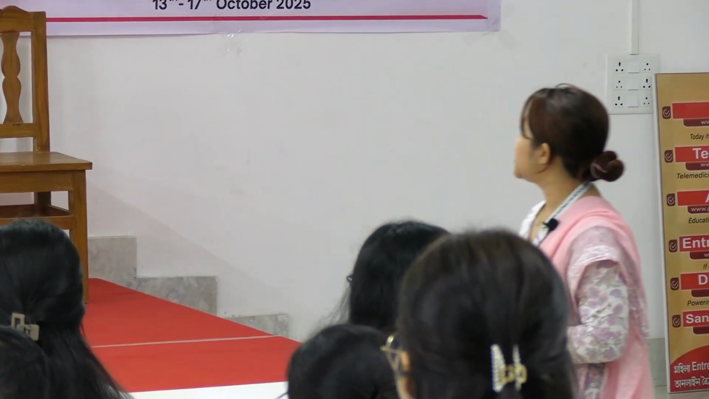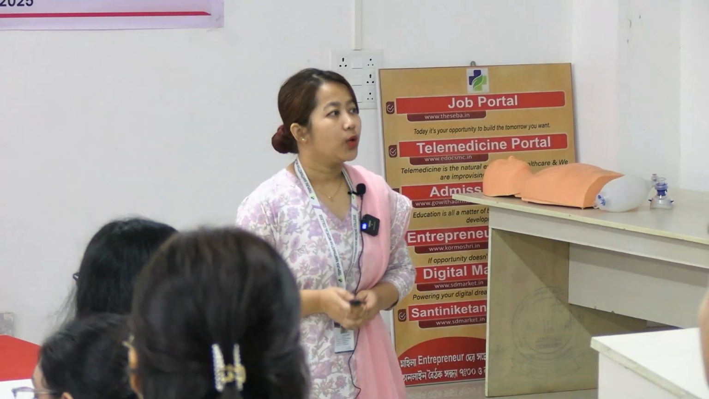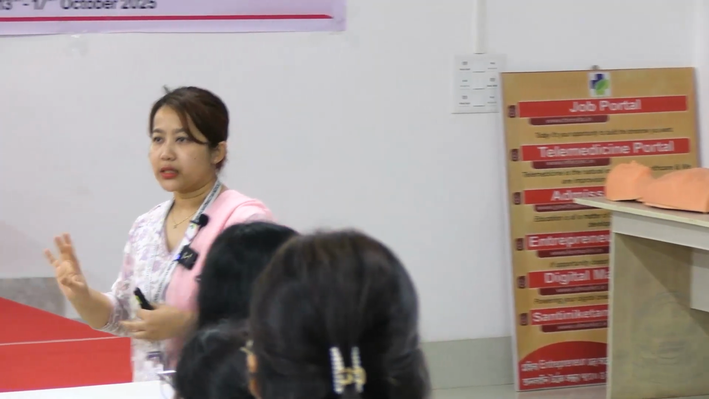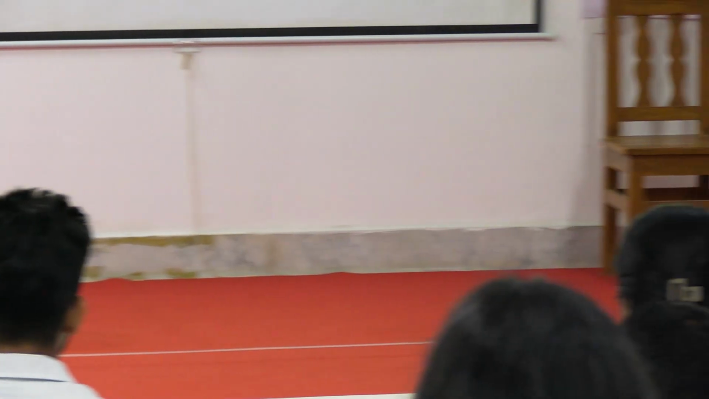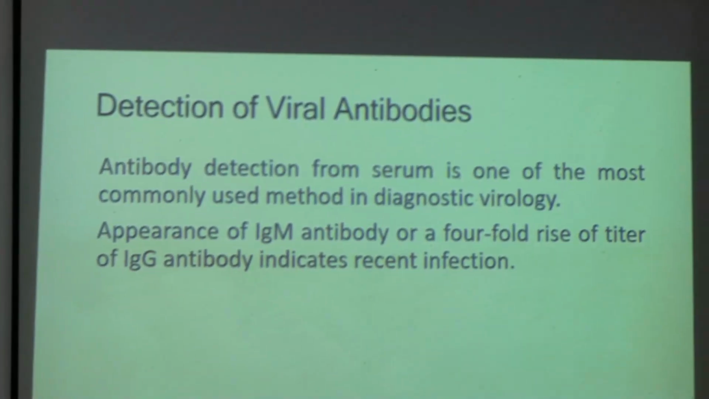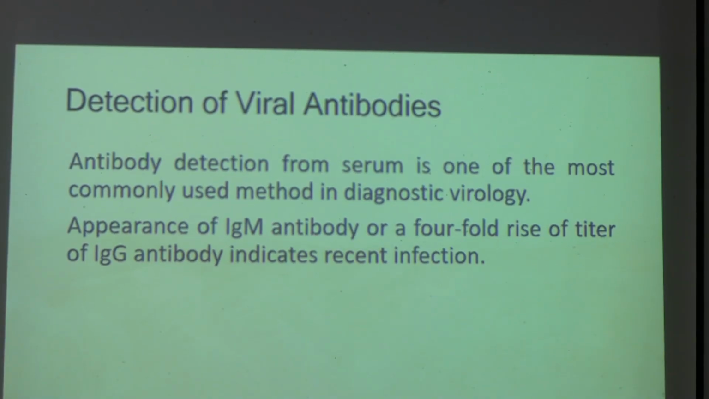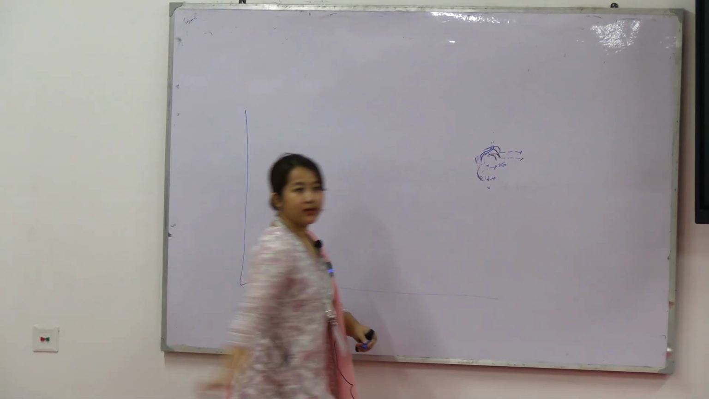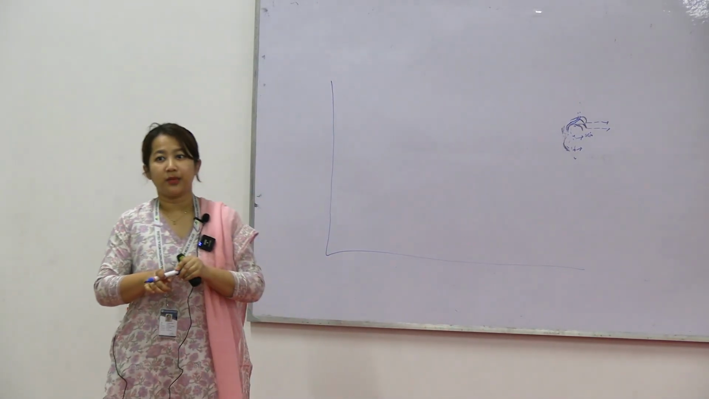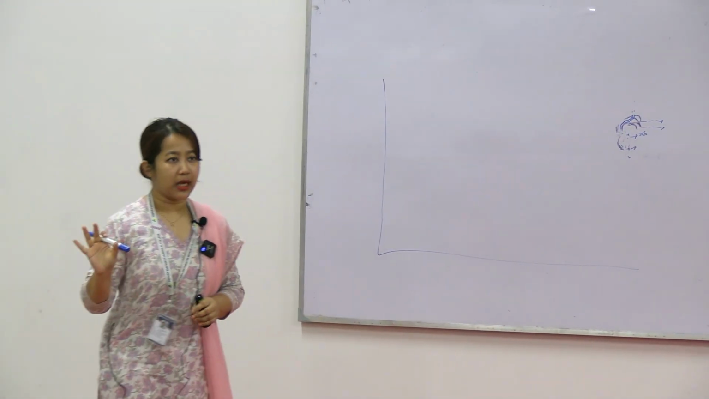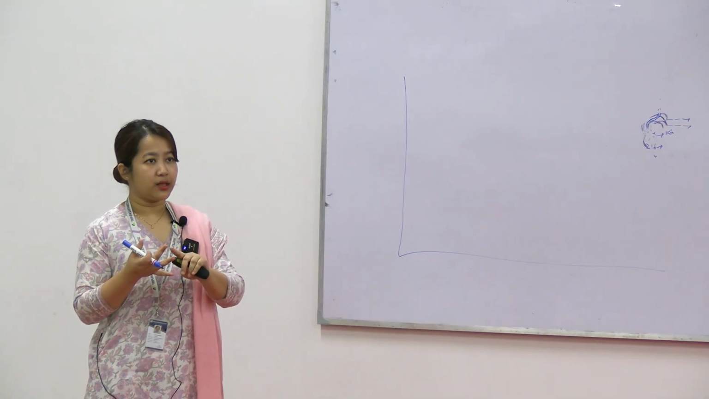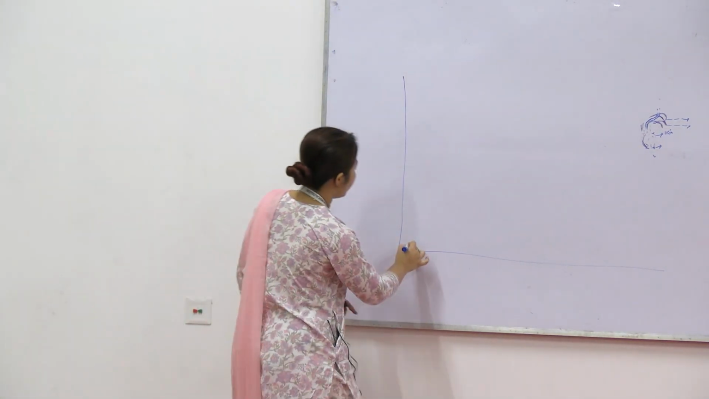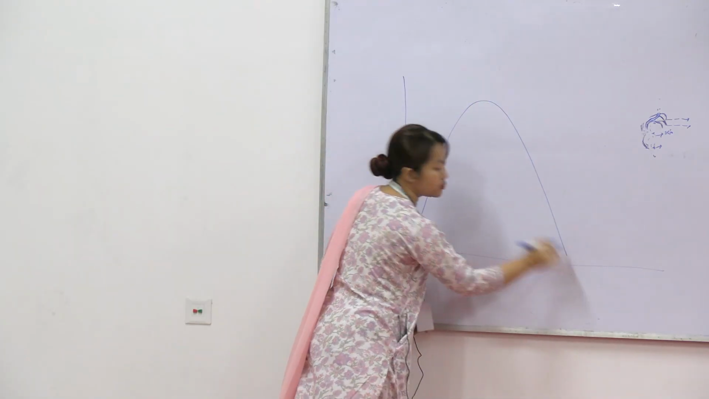Okay. Then comes the antibodies. How do you detect antibody? Which antibody comes first? Our target antibodies are IgM and IgG. What happens? Okay, I'll just show you. This is a graph, okay? For IgM and IgG, our target antibodies are IgM and IgG. When we are targeting IgM for infection, IgM will rise and will come down.